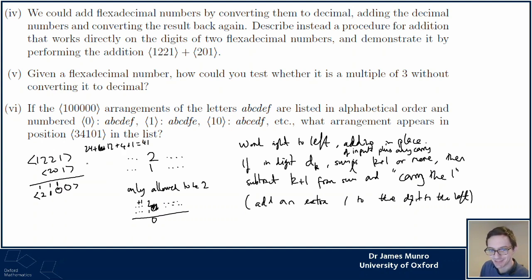We did that in the last part, didn't we? 201 is 12 plus 1 is 13. So this should be the sum of 41 and 13, which is 54. Whereas over here, I've got 2 times 24 is 48 plus another 6 is 54. Okay, great. Don't tell anyone, but I've converted to decimal and checked my answer.